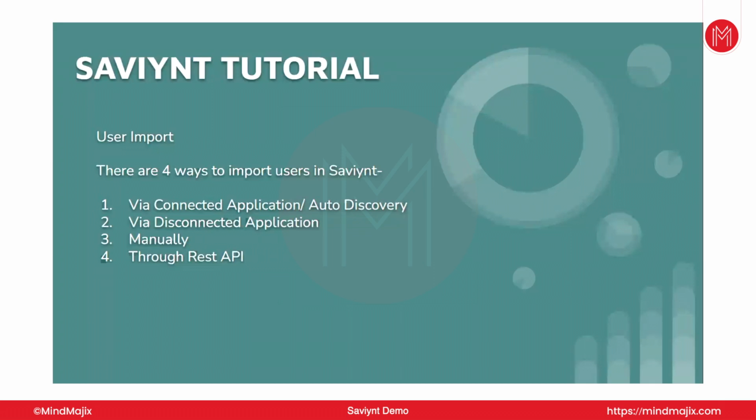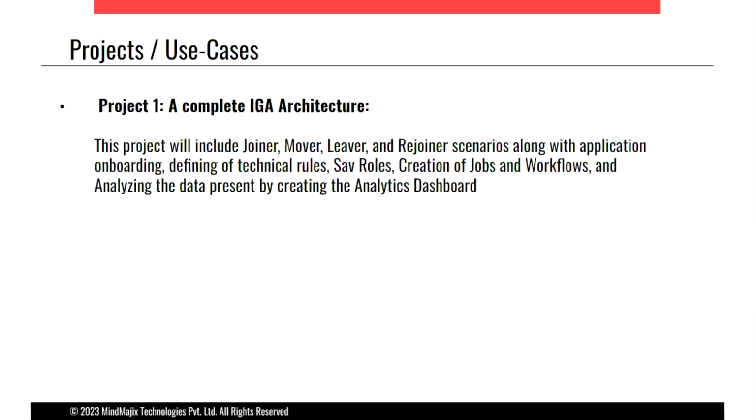Next thing, project and use cases. Okay, so you will be provided with the project, a proper working model, a proper IG architecture, where you will have a joiner, mover, leaver, rejoiner scenario, which I explained in the demo. When an employee joins the organization, he is given the birthright access. If he moves between the departments, how does the access work, how do the certifications work, and if he leaves the organization, what will happen if he rejoins in the cooling period or in the retention period, what will be the scenario at that time, along with application onboarding, defining of the technical rules, SAV roles, creating of the jobs and workflows.